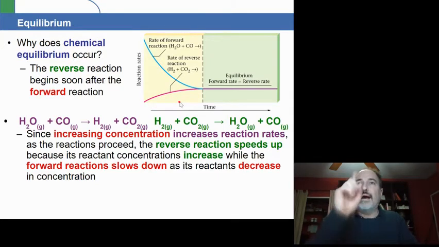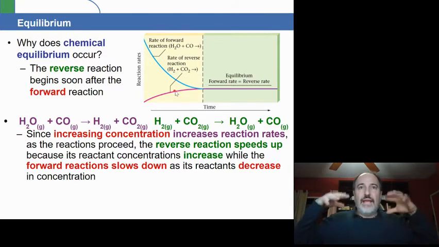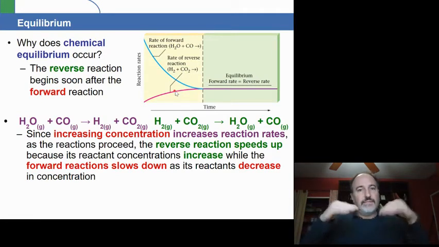That's why you see it going up there. All right. At the same time, the forward reaction, the water reacting with carbon monoxide, starts off going fast, right? Because there are a lot of reactants. But as they start to get used up, it slows down. So the forward reaction slows down, the reverse reaction speeds up, and they keep speeding up and slowing down until they end up going the same rate.